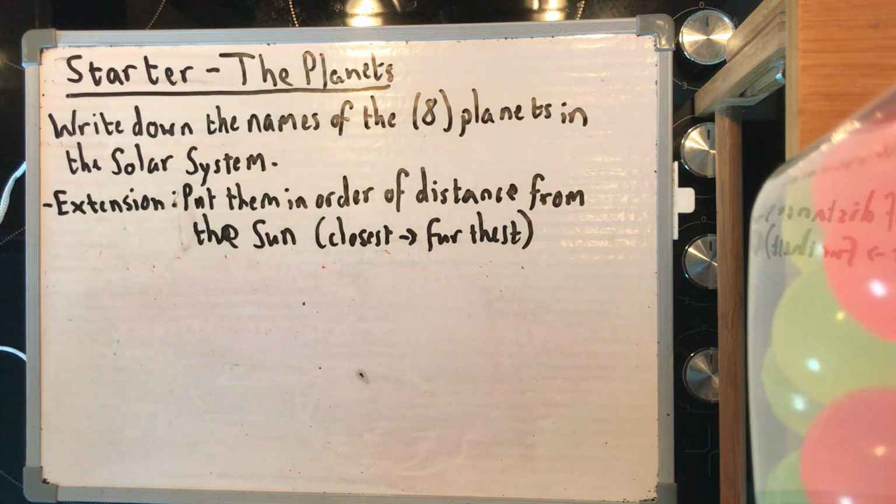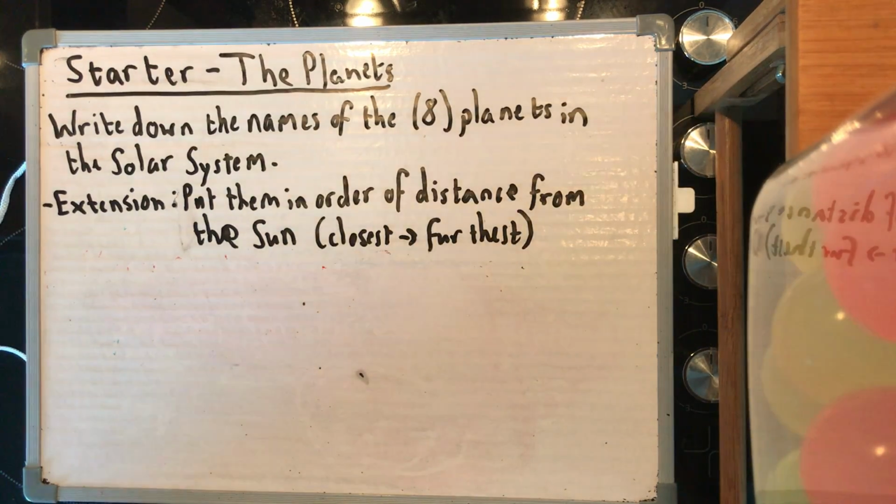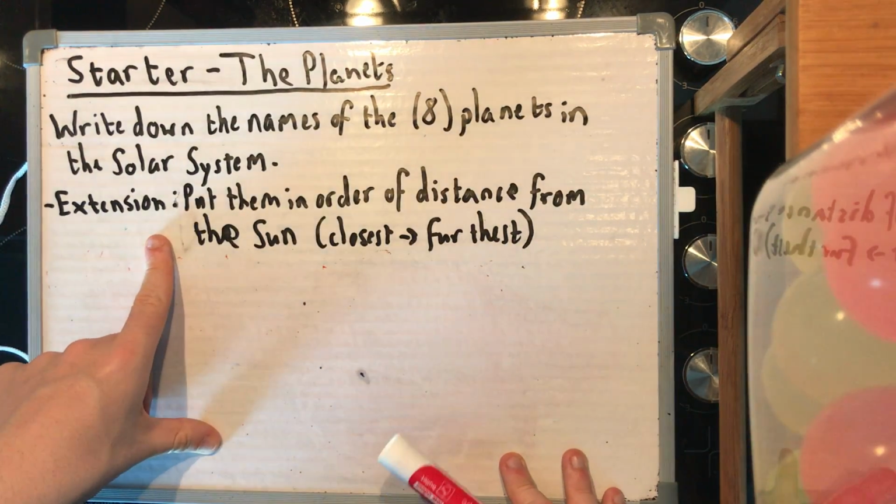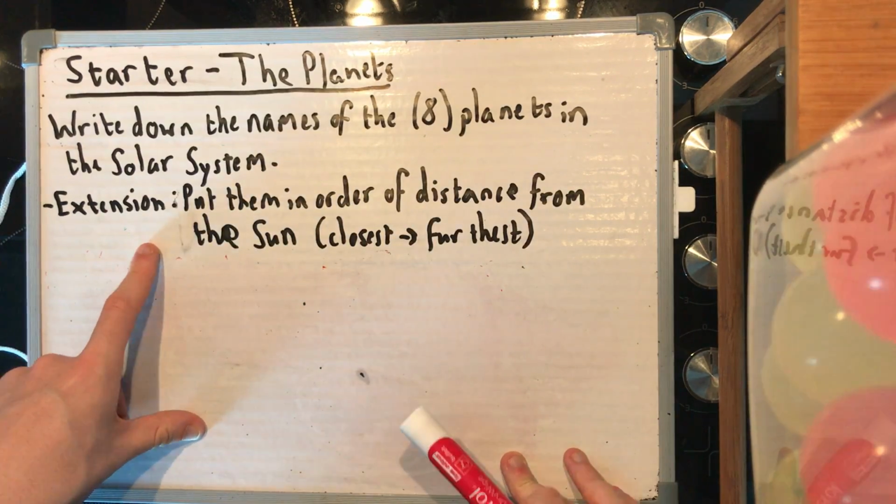Welcome to the solutions video for the starter activity as part of our lesson on the structure of the solar system. Here we're having a look at the planets and the names and places of the planets in terms of their orbit around the sun. So I'm going to give you the answer to the extension activity and I'm going to write down the names of all the planets in the right order.